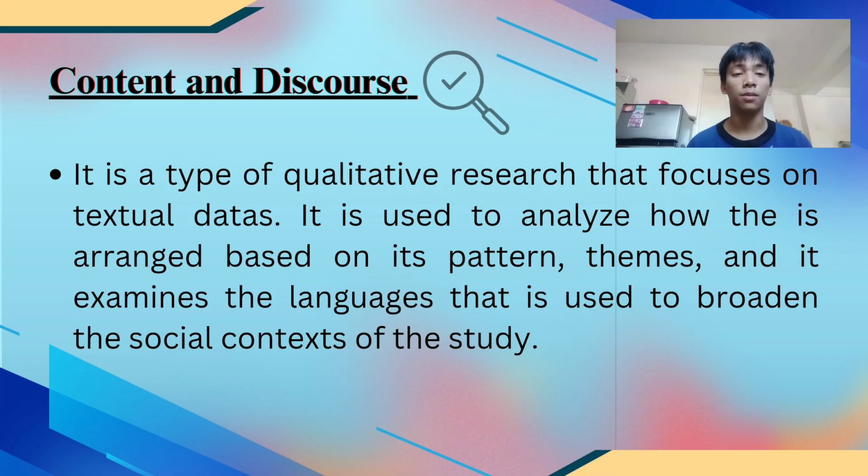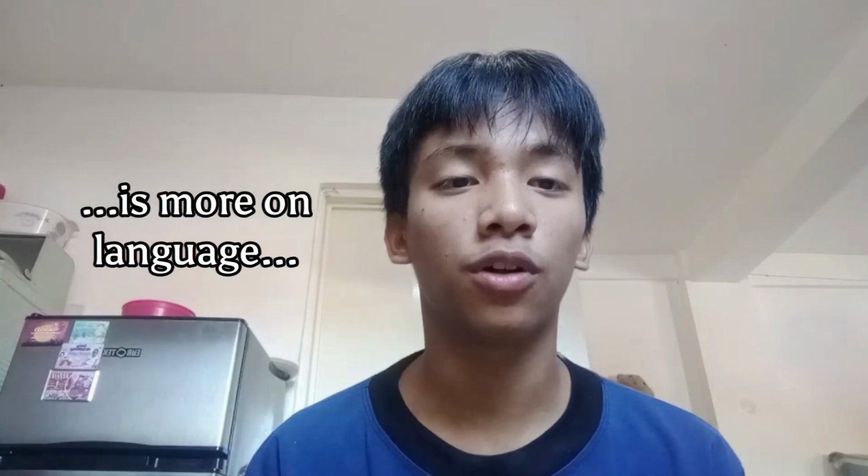So let's start off first by defining what content and discourse is before we proceed to the definition of historical analysis. Content and discourse is a type of qualitative research that focuses on textual data. It is used to analyze how the data is arranged based on its patterns and themes, and it examines the language that is used rather than the social context of the study. Content and discourse is more on language and data. Content means words, discourse means language.